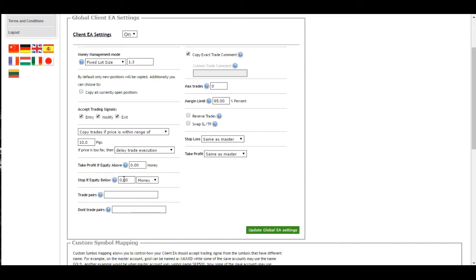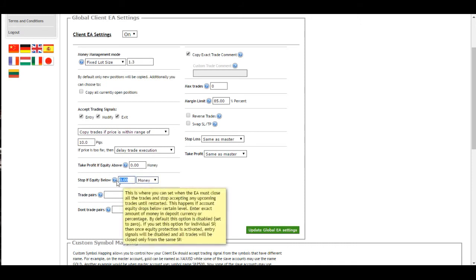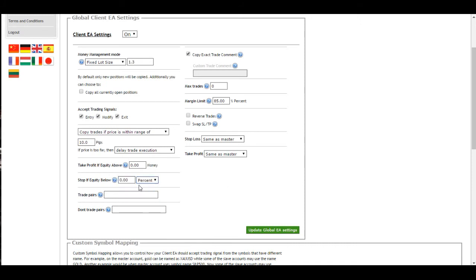Stop if equity below. This you can do as a set amount or as a percentage of your account. As far as your equity goes, once you calculate the actual balance, as well as any credit bonus to that account, you get your equity. And that's based on the total equity of the account or whatever percentage you set. Now, in most cases, I leave this at zero, but some people are a little bit more cautious.